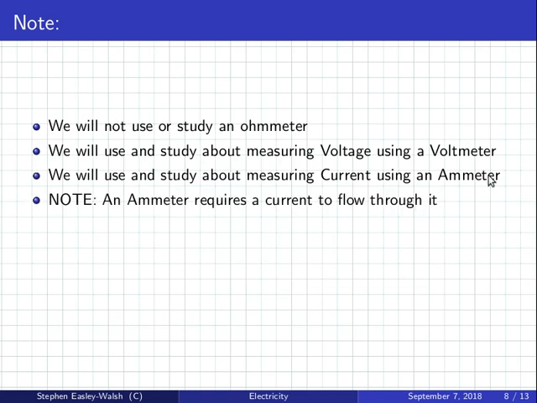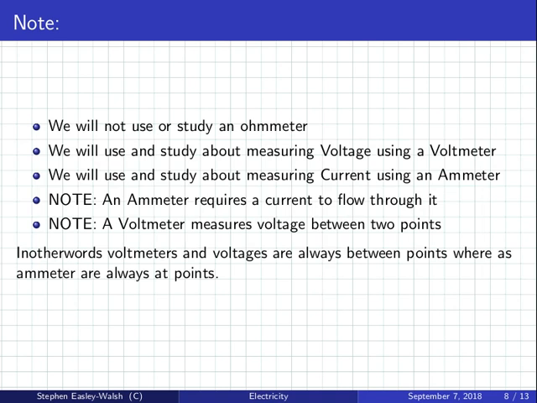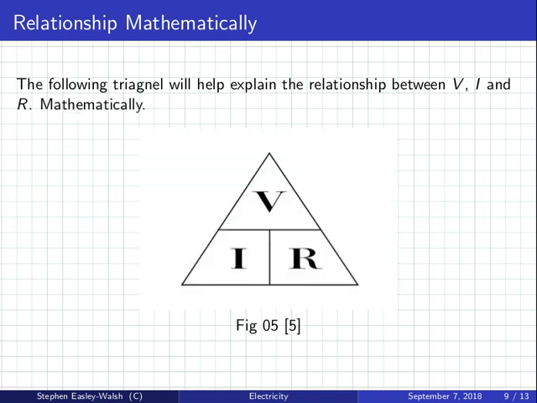Oh look, I put AN here. That's interesting. An ammeter requires a current to flow through it. A voltmeter you use between 2 points, and we talked about this already. Okay, I already drew that, fine. Now, there is a relationship between voltage, current, and resistance. And the relationship, I spelled triangle wrong. The relationship is in this triangle.